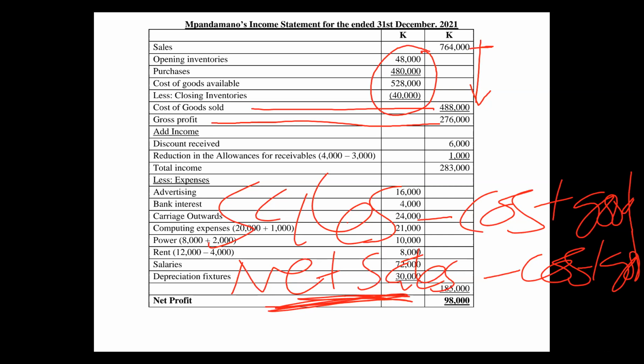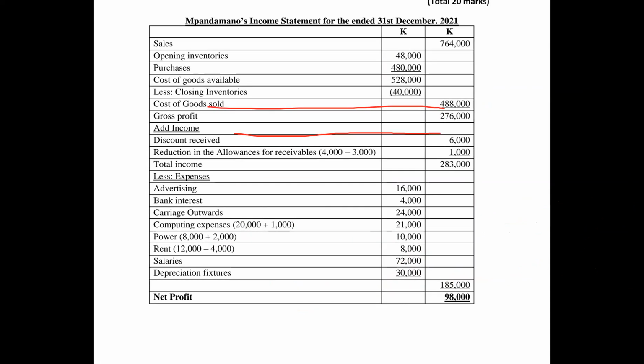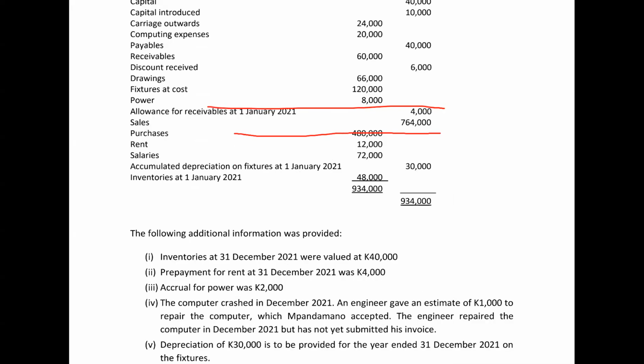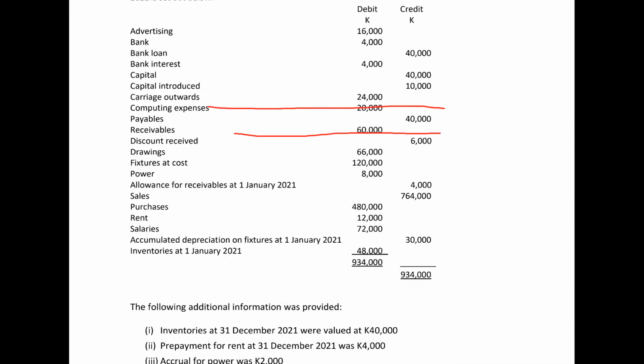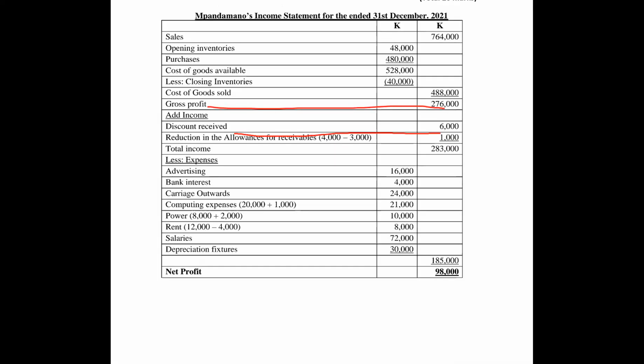Then to the gross profit, you add other incomes. Things such as the discount received. You can show them so that they can see it. This discount received here, 60,000, that's a discount received. It is other income, you add it. Discount received is added as other income. Clear?